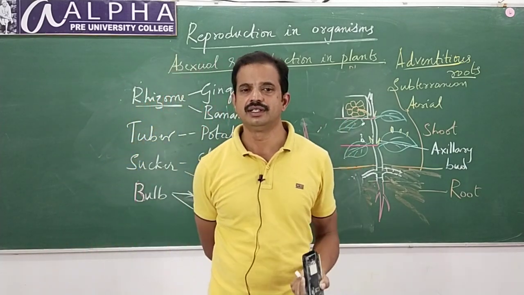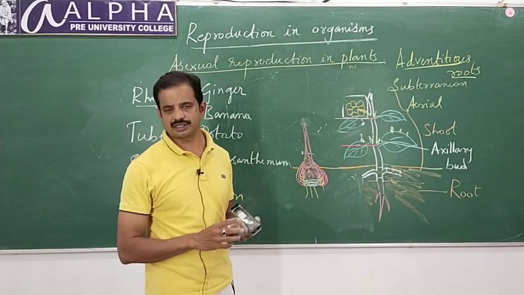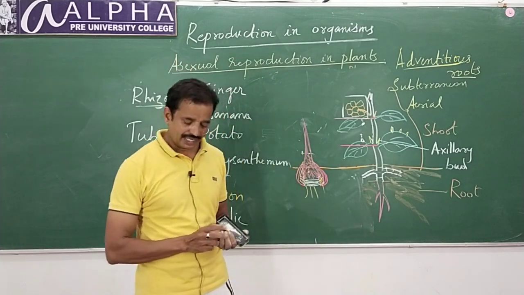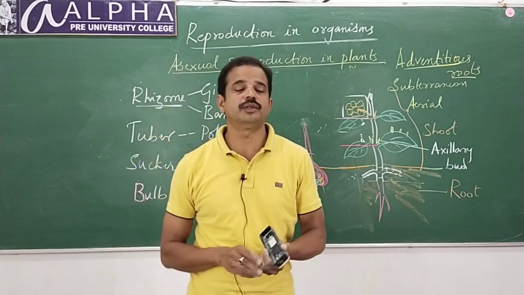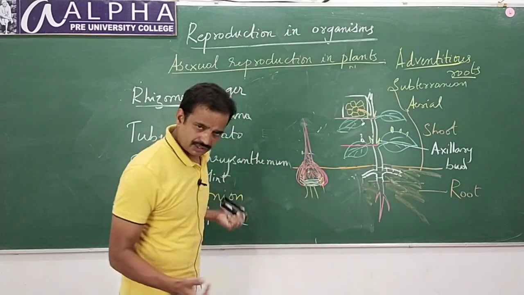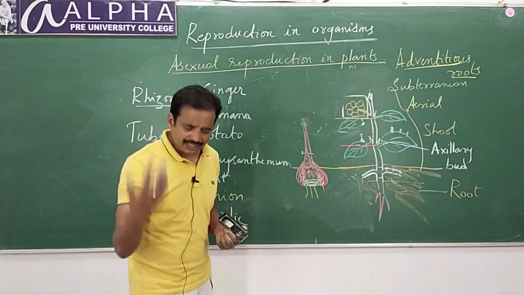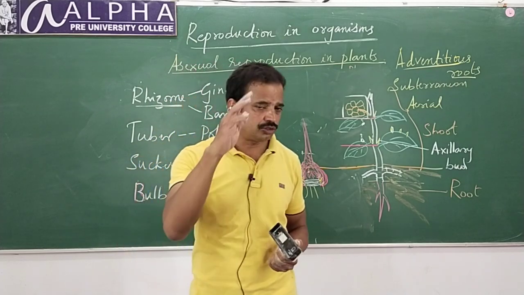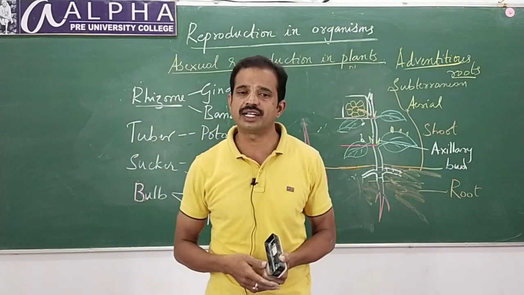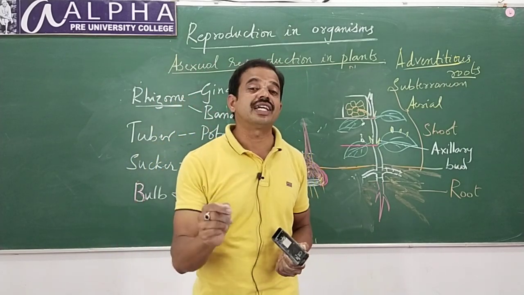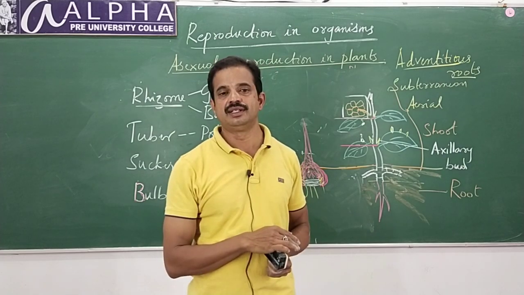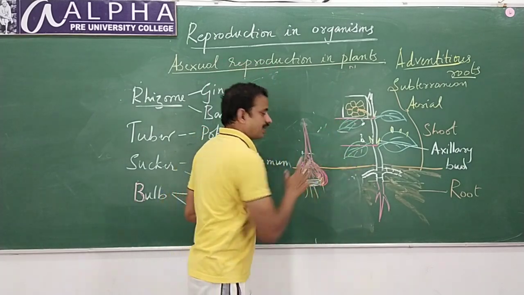Okay, students. In this class, I have thoroughly discussed the information and examples given in your textbook, and I think I have made you understand what it is. In case any doubt arises, we are ready to clarify your doubts at any point of time, students. In my next class, I am going to take some more examples of the modifications of vegetative parts helping in asexual reproduction.